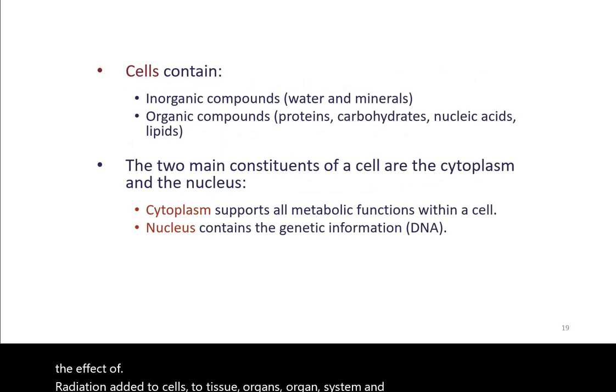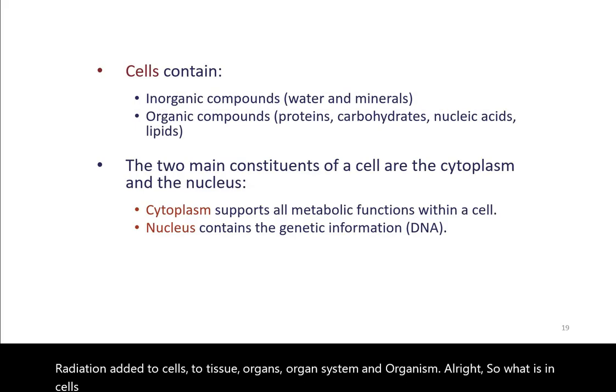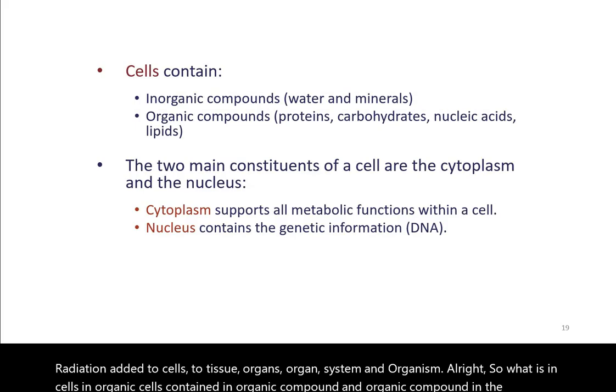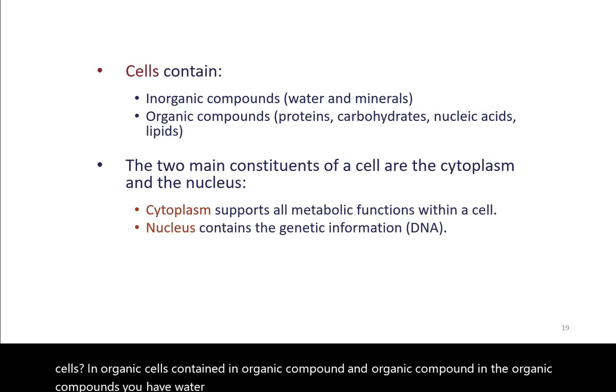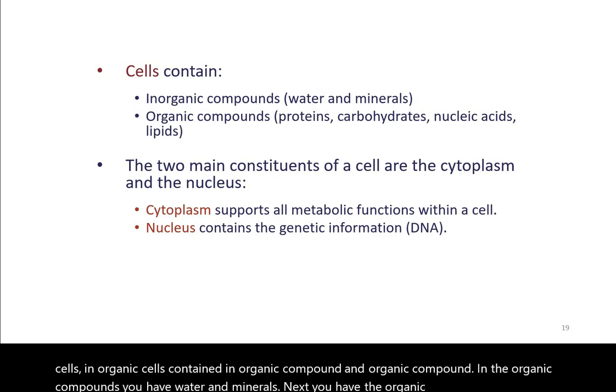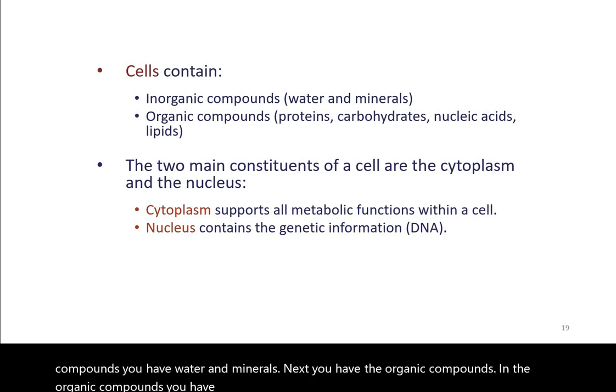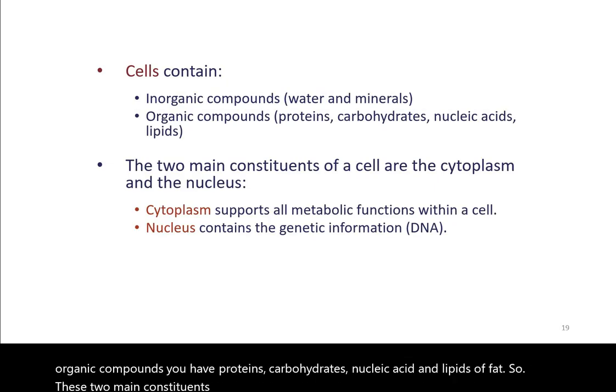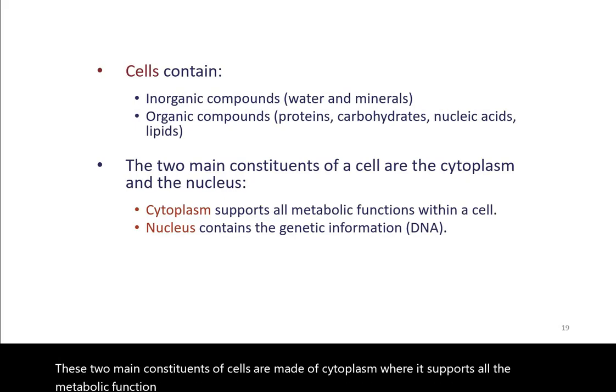All right, so what is in cells? Cells contain inorganic compounds and organic compounds. In the inorganic compounds, you have water and minerals. Next, you have the organic compounds. In the organic compounds, you have proteins, carbohydrates, nucleic acids, and lipids, fat. So these two main constituents of cells are made into the cytoplasm, which supports all the metabolic functions within a cell, and the brain of the cell, the nucleus, which contains the genetic information of that particular cell.